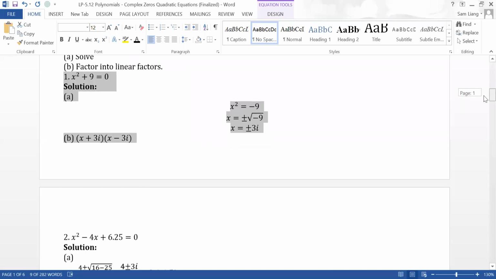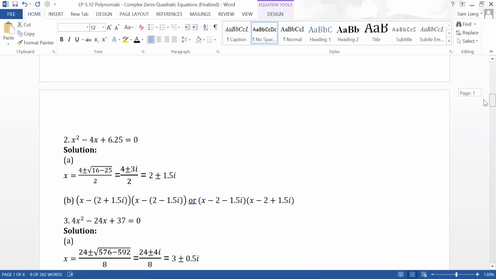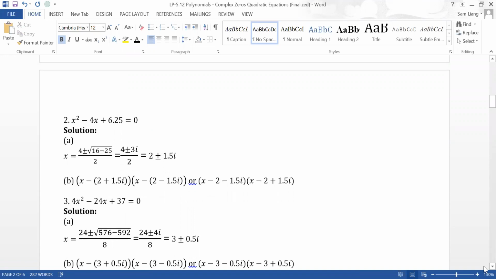All right, question 2, here we have x squared minus 4x plus 6.25 equals 0. So one thing you can actually do here is, since there's a 0.25 here, this is 6 and 1/4, right? So to get rid of the fraction, you can multiply the equation by 4. But yeah, you could also just work with the decimal, 6.25. If you do that, you're going to get 2 plus minus 1.5i for part A, and then these are the factors. All right, any volunteers for this one?